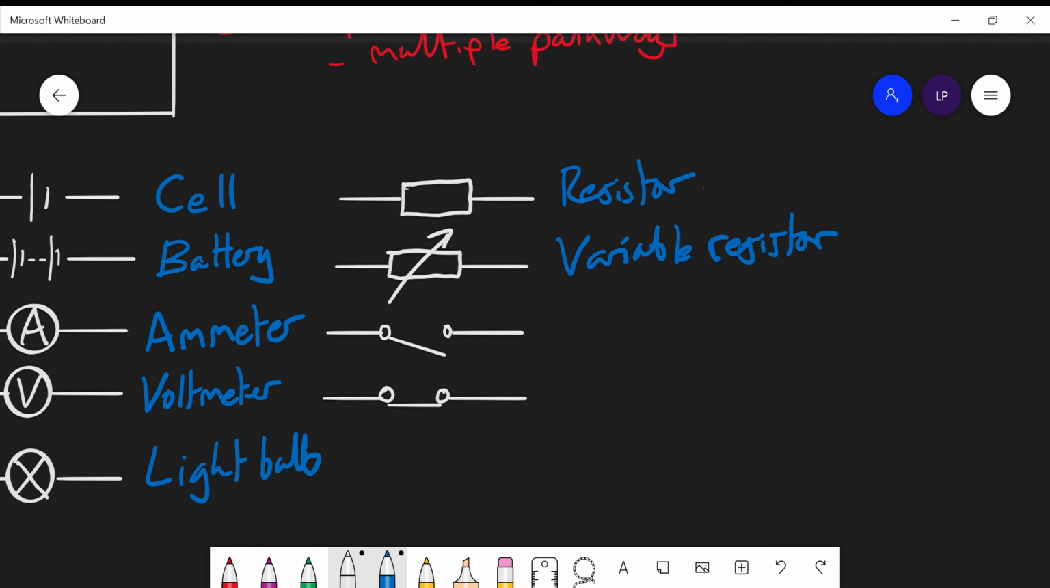And probably one of the more important ones are the switches. So this is an open switch. So when switches are open, they break the circuit, and so current will not flow. And when they are closed, current will be able to flow. So next time we will talk about the idea of series circuits in more detail, and then parallel circuits in more detail.